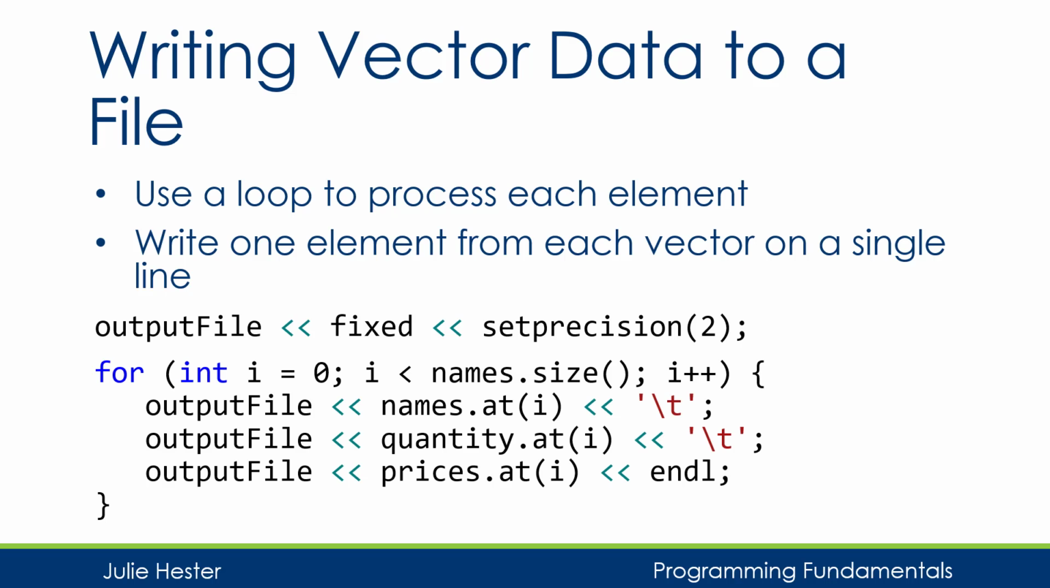Then inside the for loop, I'm going to write the variable for each of the 3 vectors. And I'm going to use my iterator variable to know which subscript or which element to write with this iteration of the for loop. So I'll write names.at(i) followed by a tab, quantity.at(i) followed by a tab, and prices.at(i) followed by an end of line marker.